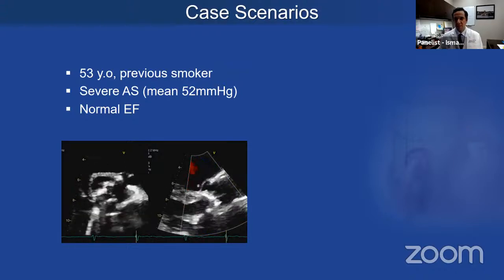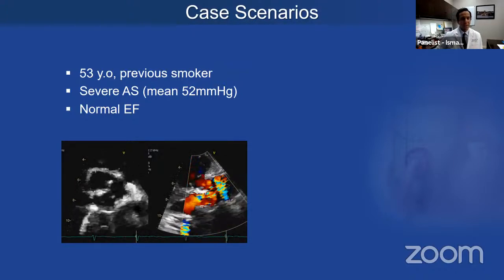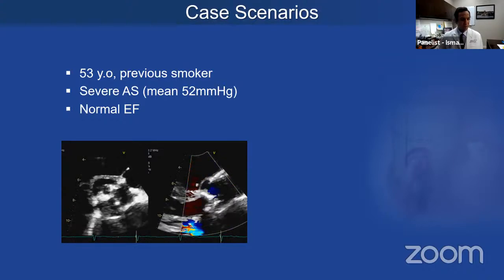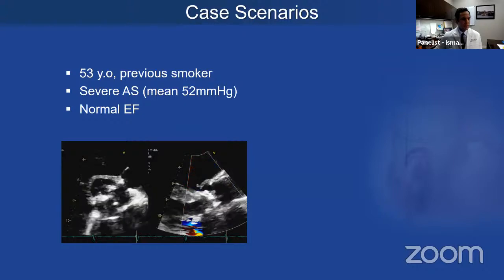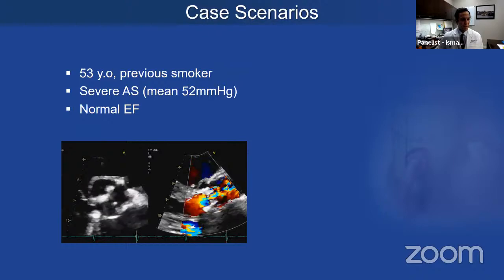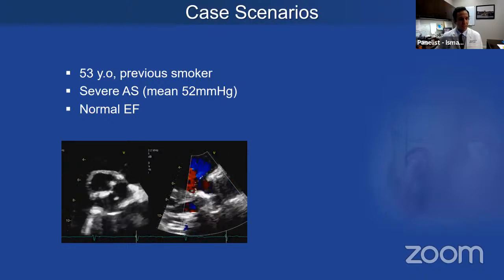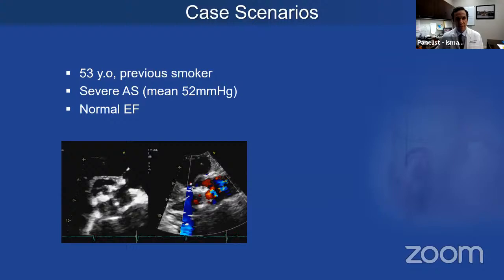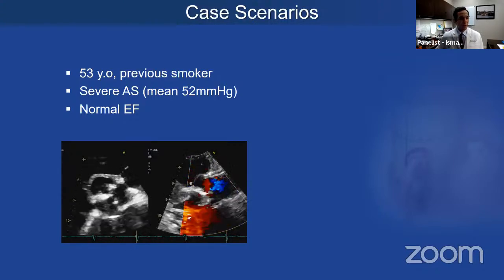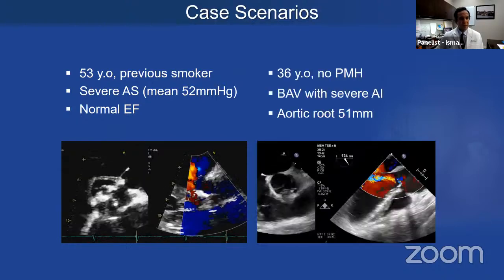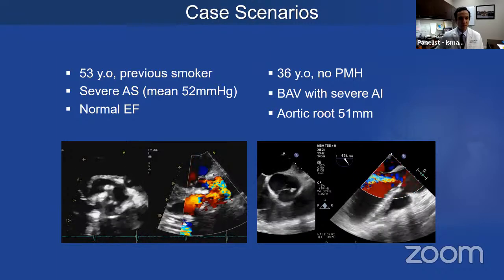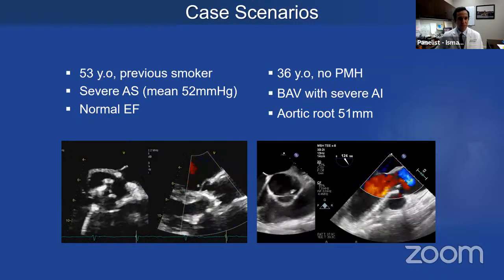These are the two case scenarios which we'll be discussing today. One is a 53-year-old patient with severe aortic stenosis, normal ejection fraction, and you can see his valve on the echo images is quite calcified, and the gradient is significant, and the patient is symptomatic. How do we best manage that patient? Is it a mechanical valve? Is it a tissue valve for a valve-in-valve? Or is it alternatives?